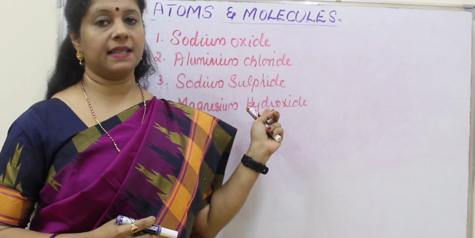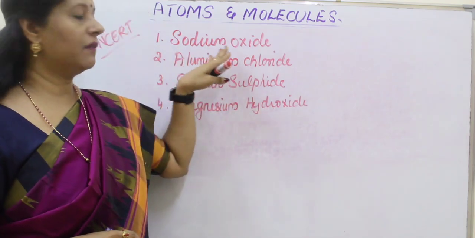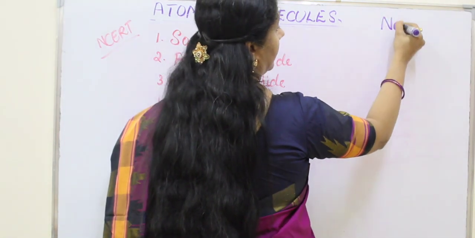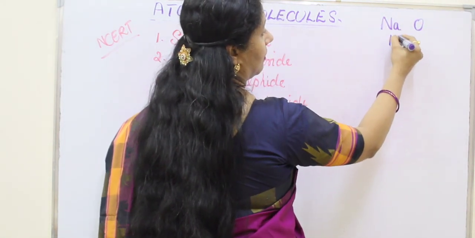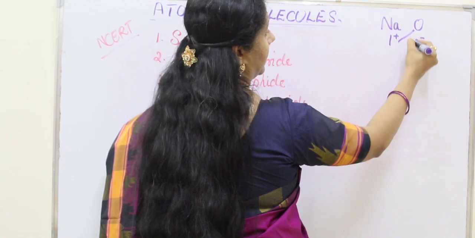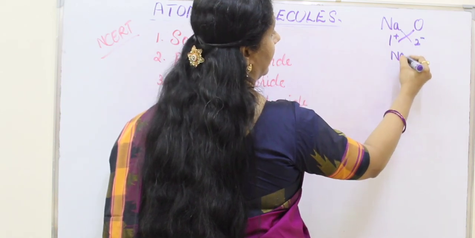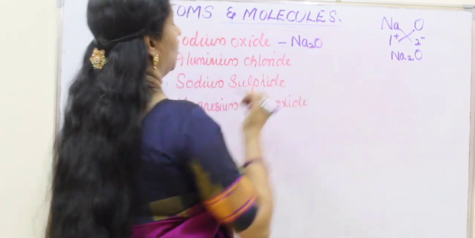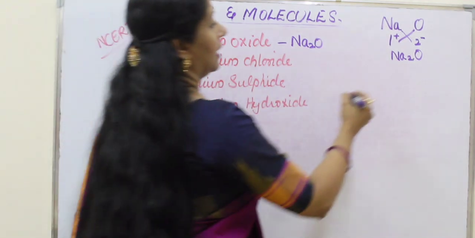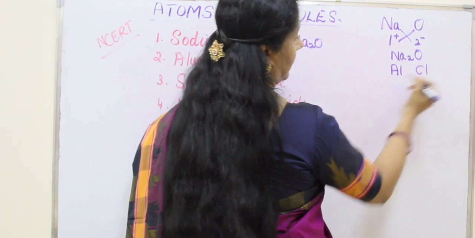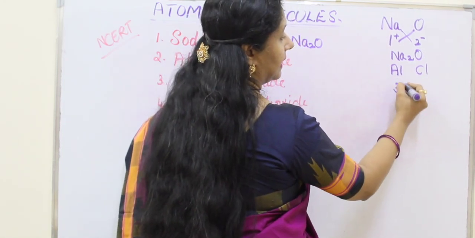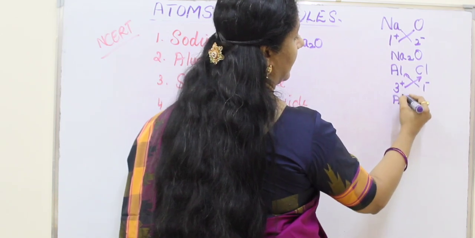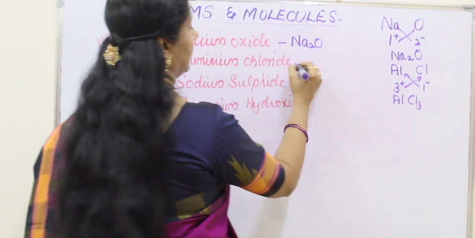Let's solve these questions given in NCERT. We have to write the formula of sodium oxide. So we know there is sodium and oxygen. Sodium is 1 plus, oxygen is 2 minus. So what will you get? Na2O. So sodium oxide is Na2O. Now aluminium chloride. Aluminium is there, chlorine is there. Aluminium valency is 3 plus, chlorine valency is 1 minus. So what will you get? AlCl3.